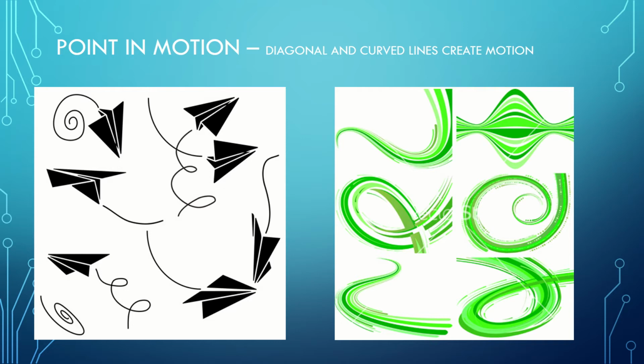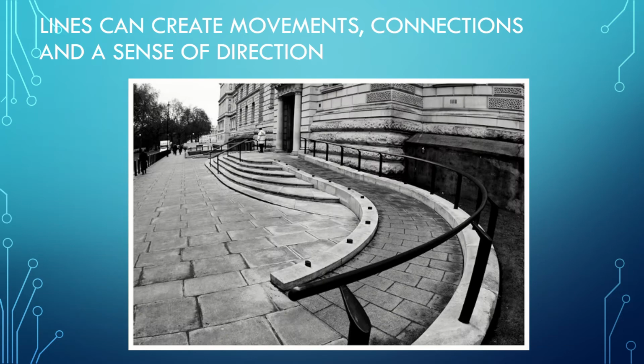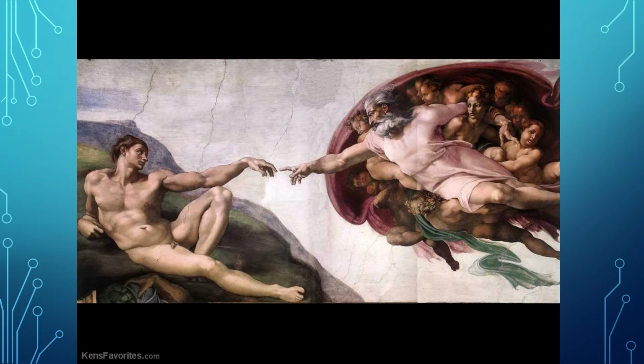Lines can have motion. Depending on how you use these lines, you can have motion. When you use curved lines and diagonal lines, you tend to give the objects motion. Lines can create movements, a connection in a series of directions. Just as you follow the staircase, the ramp right there, you can see the motion of the line moving.